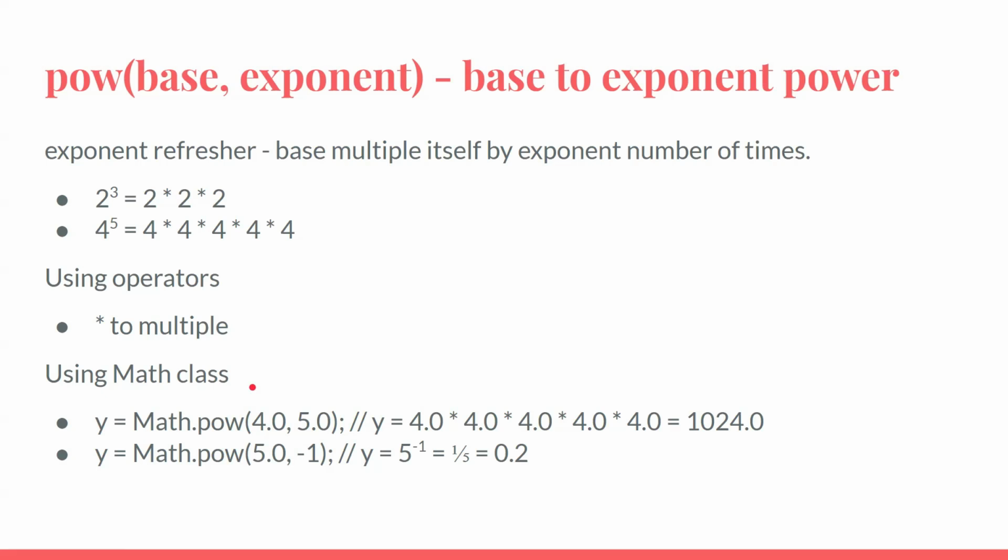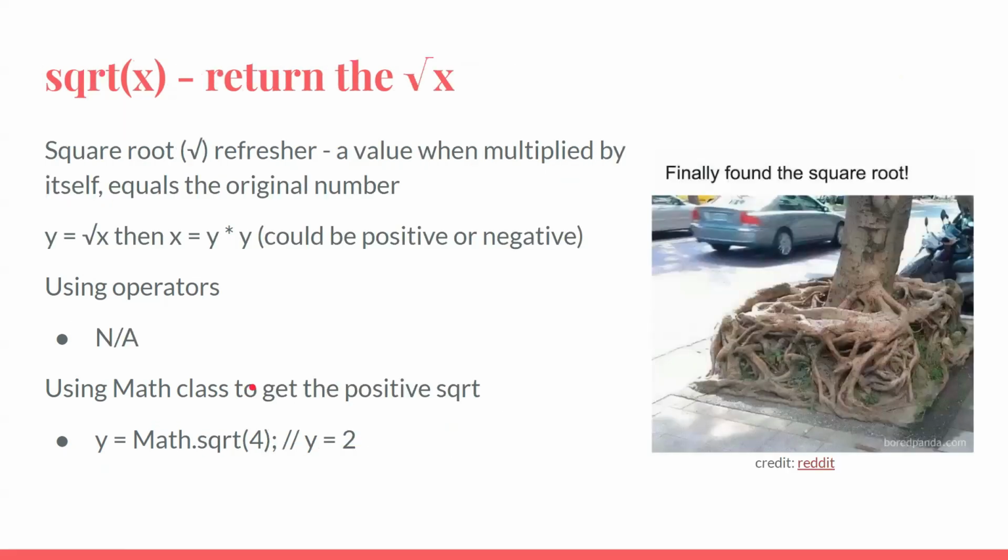The pow method is more capable than how it looks initially. You can use a decimal or a negative number as the second parameter. The Math class also provides the sqrt method. It's short for square root. A quick refresher. The square root is the value when multiplied by itself equals the original value. Mathematically, the square root could either be a positive or negative number. However, the sqrt method will always return the positive square root.